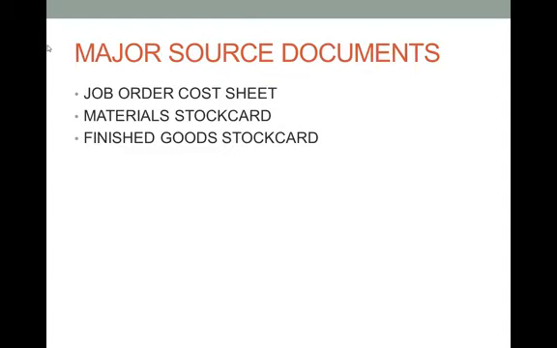The fourth major source document is the factory overhead cost record, or indirect cost record. These records accumulate detailed manufacturing overhead costs by department. The file of these records for the accounting period is the subsidiary ledger for factory overhead account.